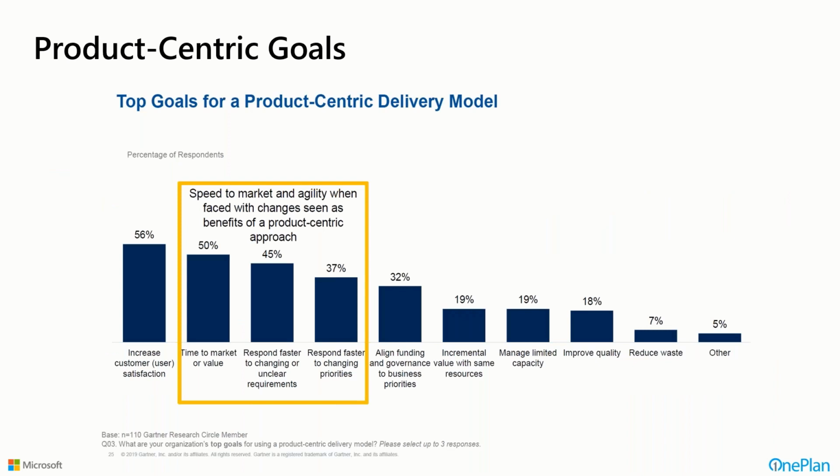Now, product-centric goals. Why do organizations go product-centric? The Gartner Group found in surveying respondents that three of the top ones are time to market or value, to respond faster to changing or unclear requirements, and respond faster to changing priorities. Once again, it's the speed and the responsiveness, making sure that we're delivering the right things to the customers. So what they found in surveying people out in the marketplace is consistent with the concepts that we were talking about in the prior slides.